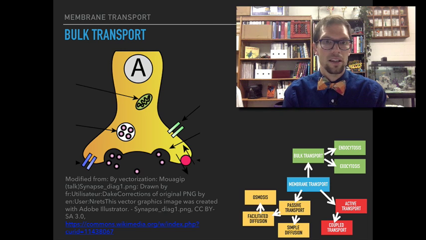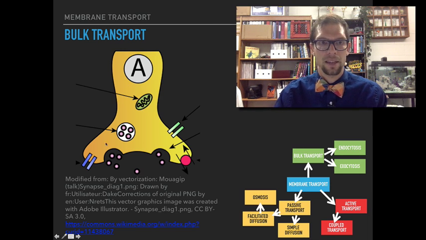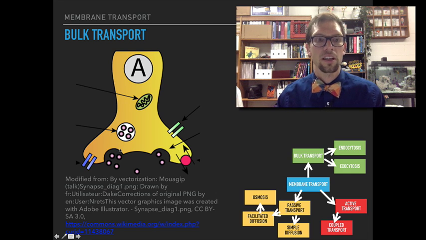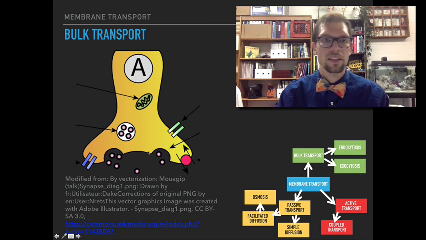The other type is exocytosis. Here we can see the end of a synaptic terminal, where the signaling of your nerves is occurring. You can have these vesicles that contain different signaling molecules, or other things as well, and they can move to the surface of the cell and be released in bulk. So this is exocytosis. It's just the bulk sending out of particles from the cell.